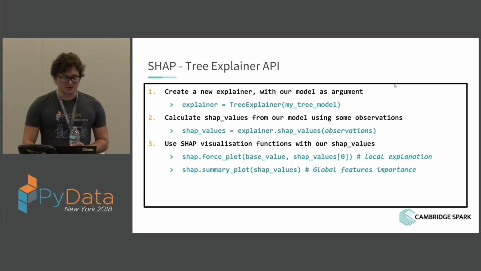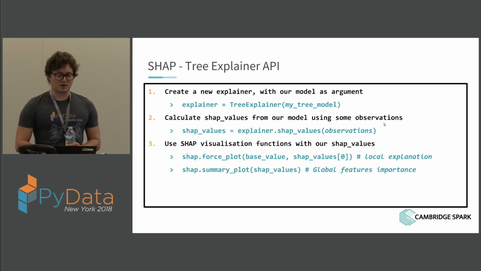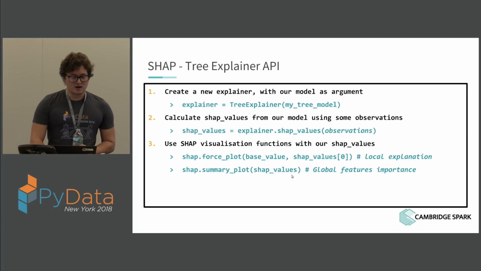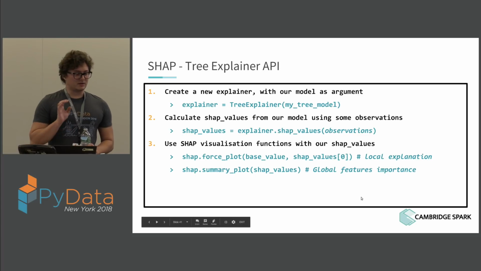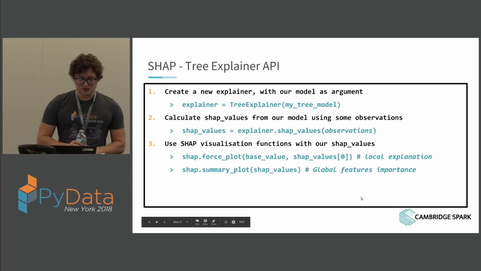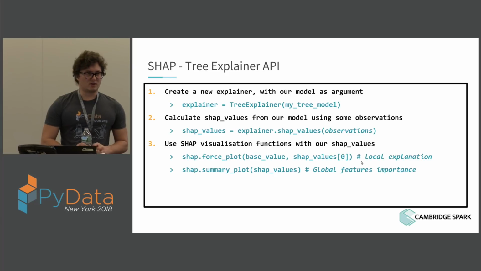And once you have those values, so that step 2 is probably the one that will take the longest. Once you have that, you can generate explanations for given, well, either locally for given predictions, or globally as well for how your model works as a whole.